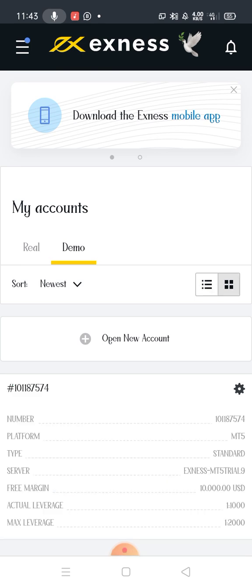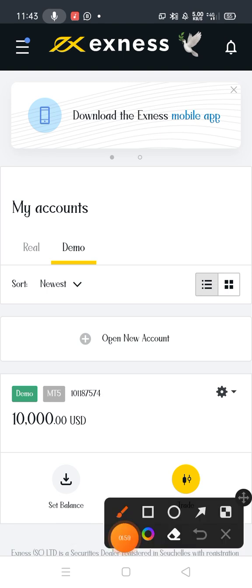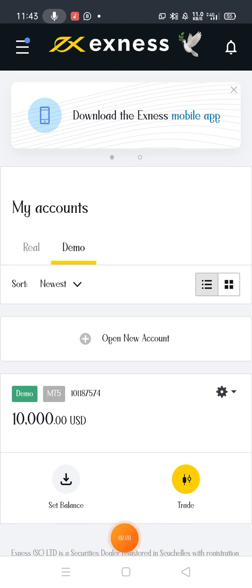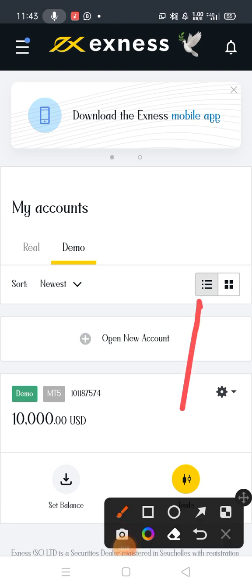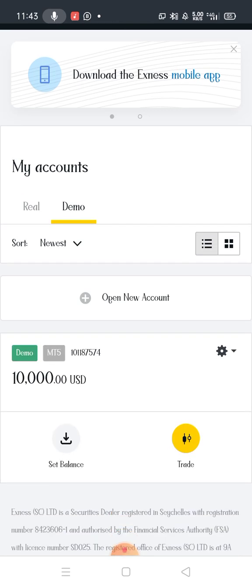You either click on that box or you click on the three horizontal lines. When you click on the three horizontal lines, click on this gear button. You'll be given $10,000 as a demo. It isn't real money. Basically, you can't withdraw it, you can only trade with it.